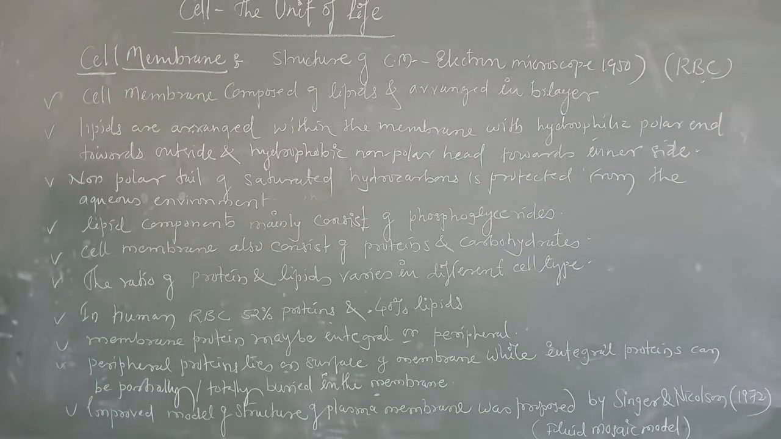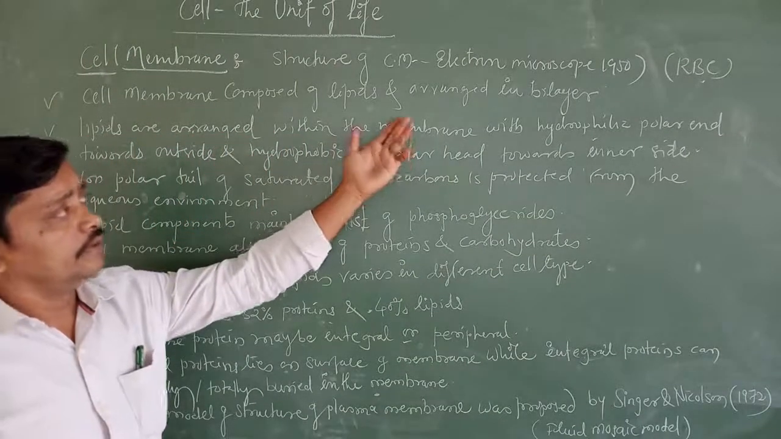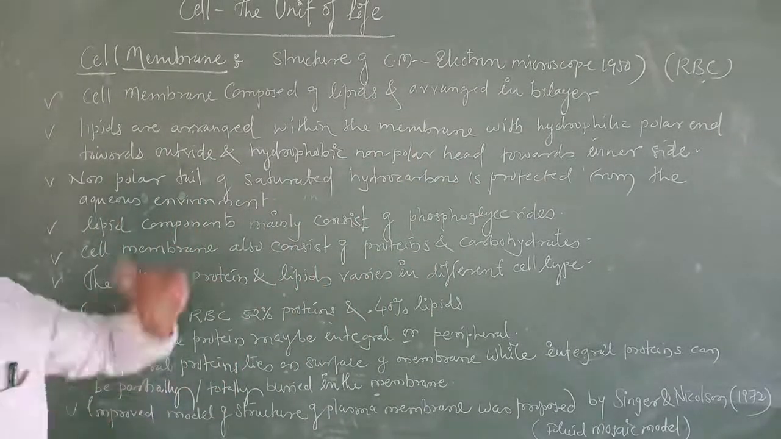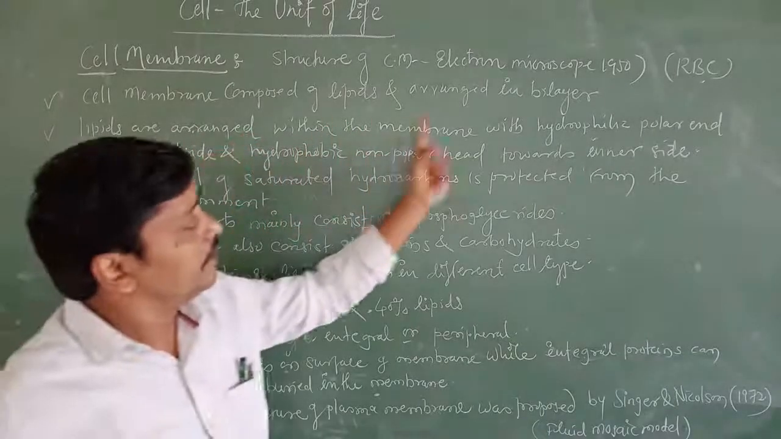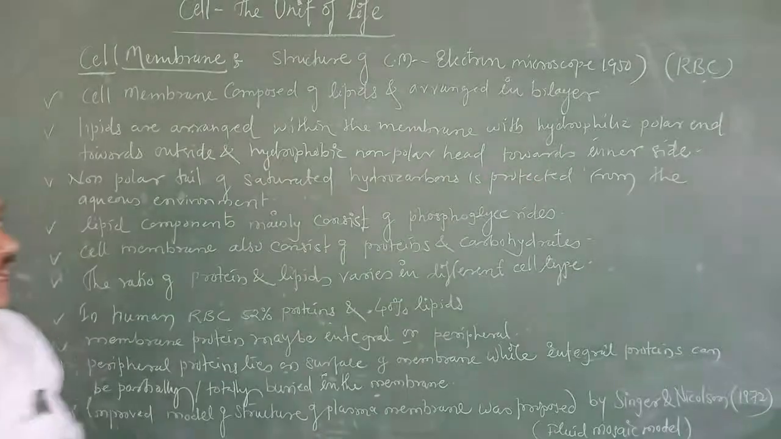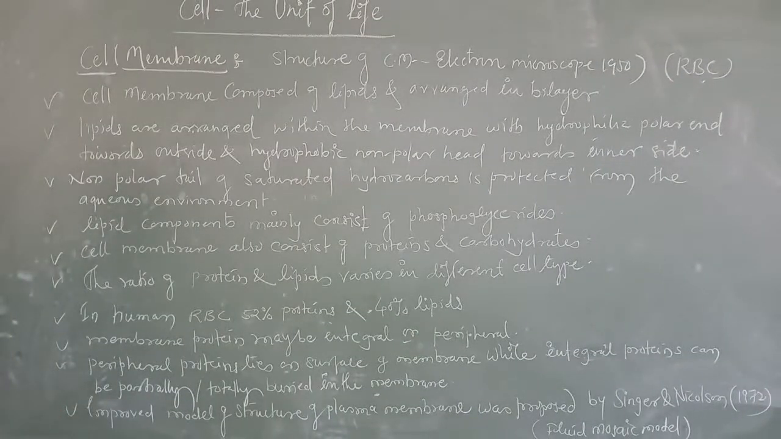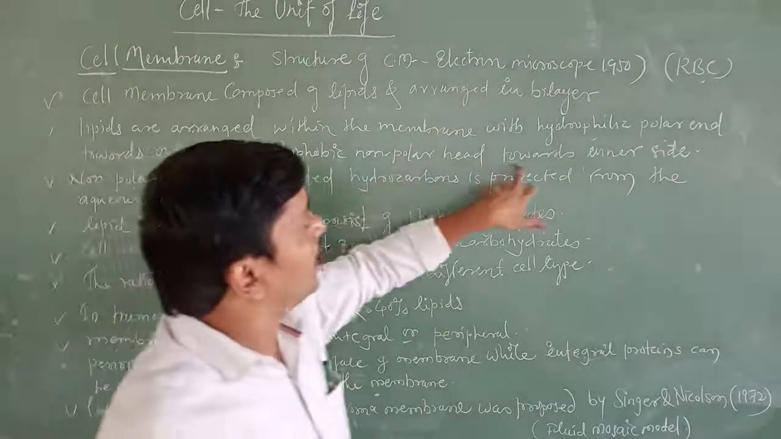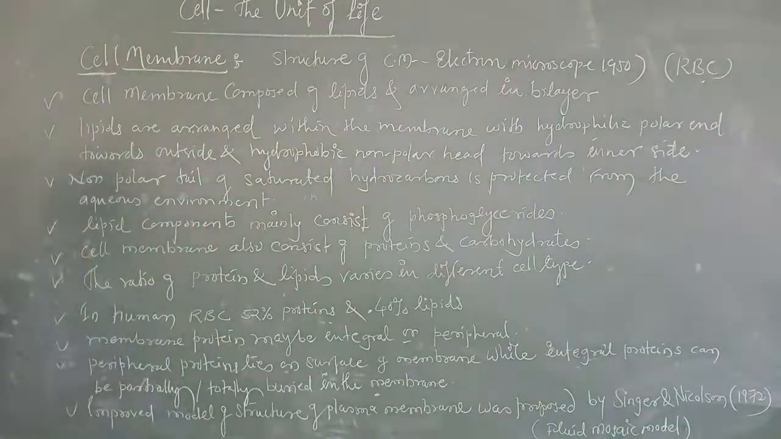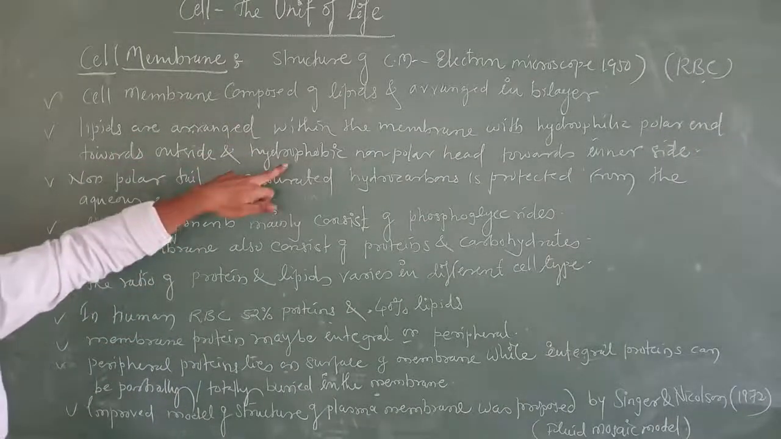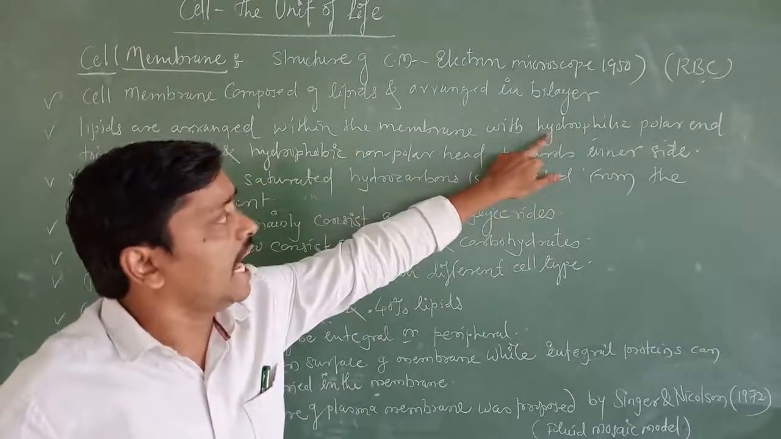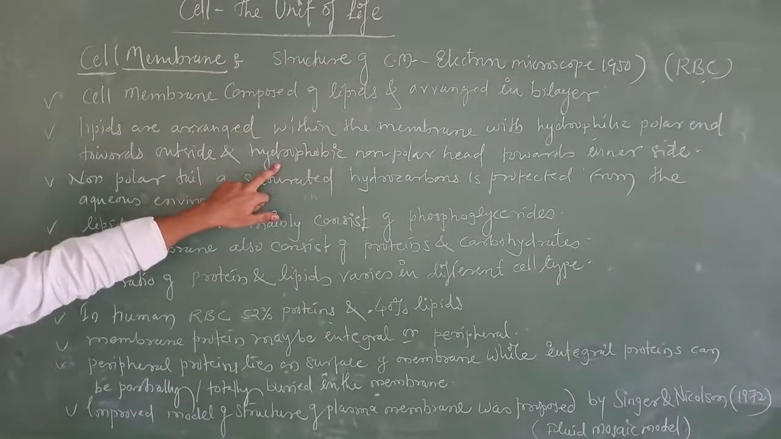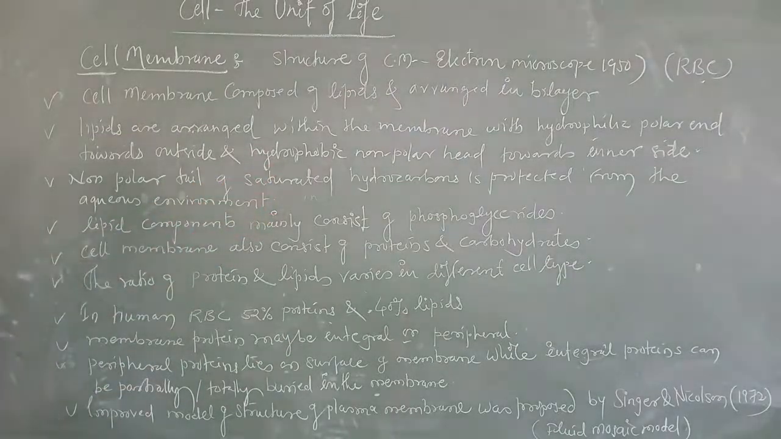Okay, and these lipids are arranged within the membrane with two ends, tail and head. Here I have written that the lipids are arranged within the membrane with the hydrophilic polar end towards the outside, and the hydrophobic non-polar tail towards the inner side. And here, what is meant by hydrophobic and hydrophilic? Hydrophilic is nothing but water loving. Hydrophobic, in the sense water hating, water repelling, right?